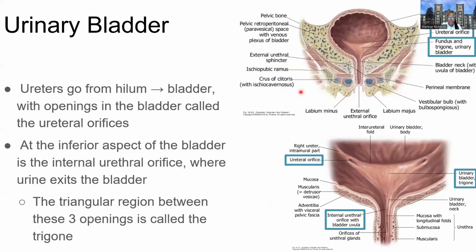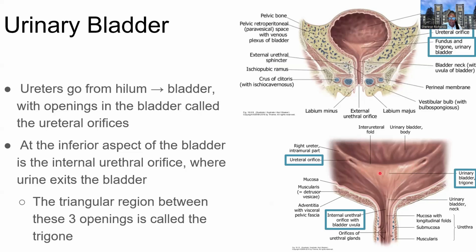Now, the bladder is basically a storage tank, right? Like the word bladder would infer, kind of like the gallbladder is for bile. The bladder is basically holding urine until it is ready to be released. So ureters are going to go from the hilum down into these orifices, these openings. And then this is how the bladder can fill.